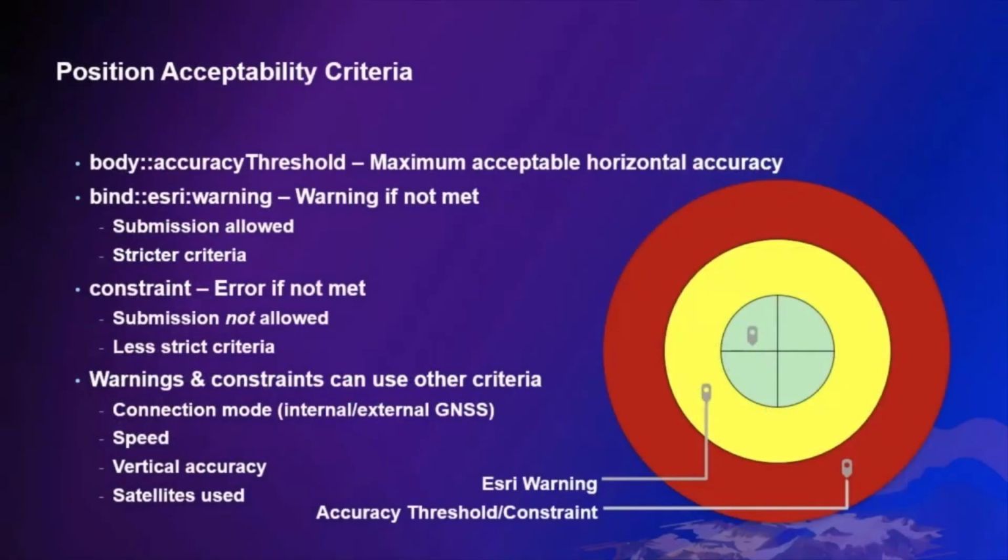If you want to ensure the location captured by the user is within an acceptable threshold and meets all the criteria to be accepted, there are a few ways you can configure your survey to achieve this. Using the body accuracy threshold, you can set the maximum acceptable threshold. Using bind::esri:warning, you can set a warning if the criteria is not met, but in this case, submission is still allowed.